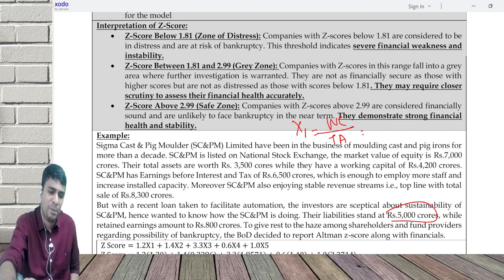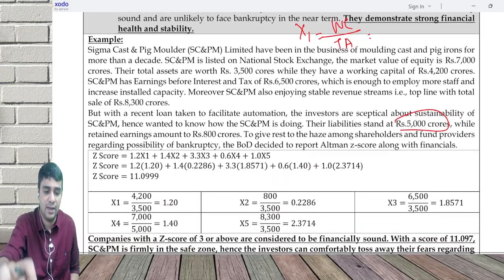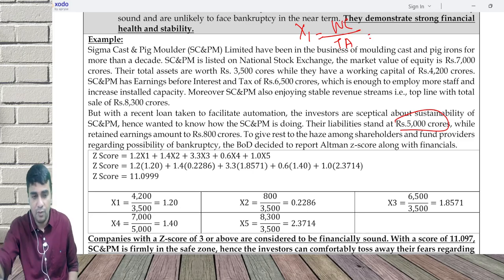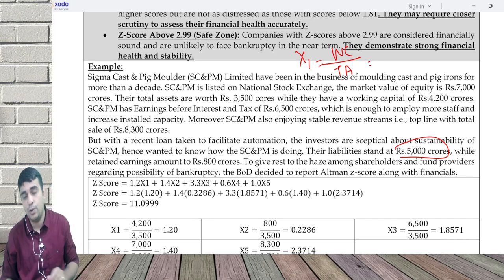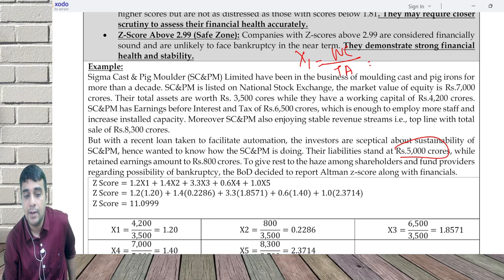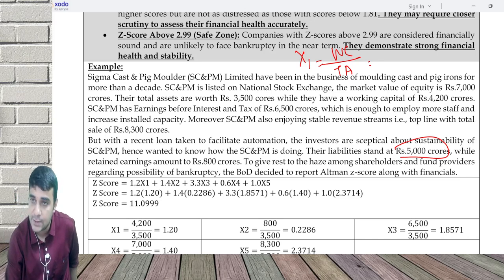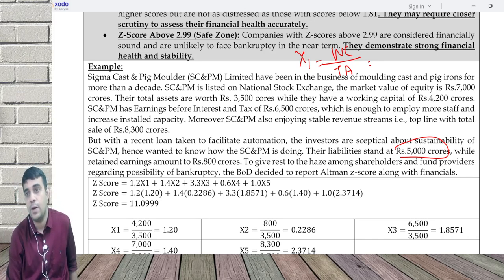Can you please do the multiplication? 1.2 into, I don't have the numbers with me. You do it and then close it. 1.2 into 1.20. I don't have the numbers with me as of now. 1.2 into 1.20, 1.4 into 0.2286, 3.3 into 1.8571, 0.6 into 1.4, and 1 into 2.3714.